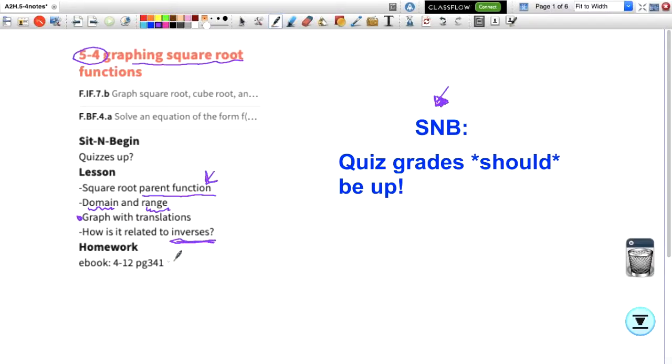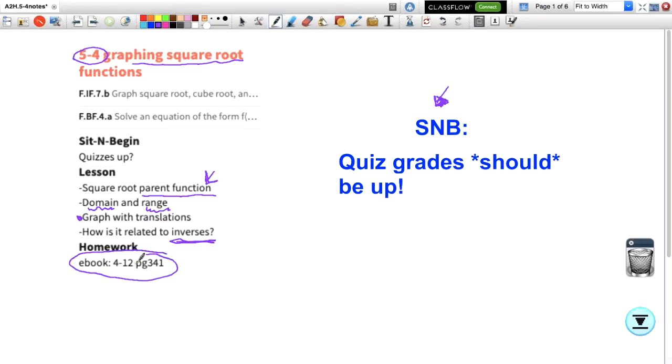You do have homework tonight. I want you to do all of 4 through 12, page 341. That's going to have you look at doing a bunch of graphing. So if you have some way that you want to do that, you're welcome to do it on scrap paper. But if you want to try to do it digitally and you have the means, that's fine also.